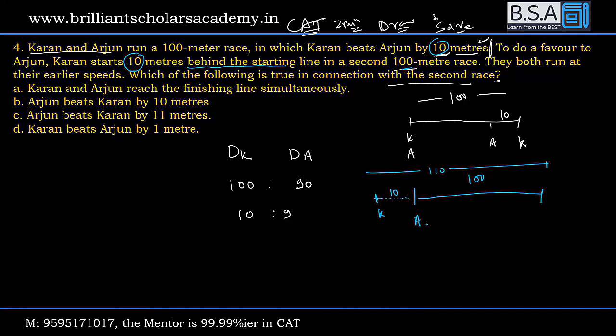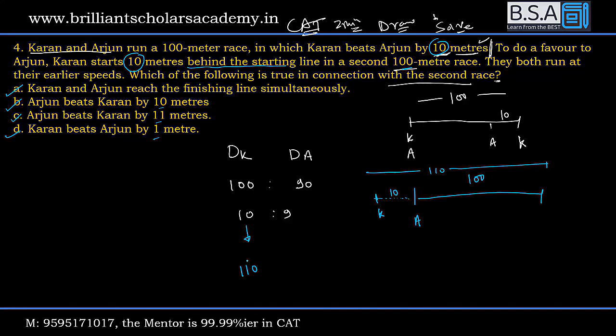What is the race for Arjun? It is 100 meters. Now what will happen? They will finish the race together. Arjun will win by 10 meters. Arjun will win by 11 meters. Karan will win by 1 meter. What will happen? So see, basically I am saying find out the location of Arjun when Karan completes 110 meters.